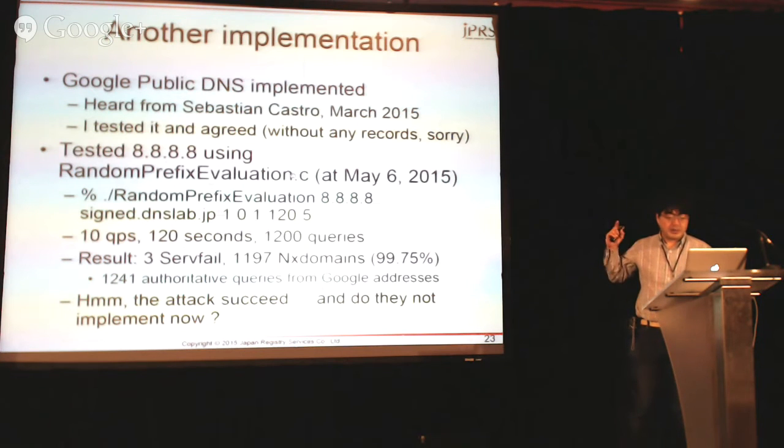Then this May 6, I generated 10 queries per second for 120 seconds, and then I got 3 SERVFAIL and 99.75% name error, and Google Public DNS generated 1,041 authoritative queries. The attack succeeded, and they don't implement it now, I think.